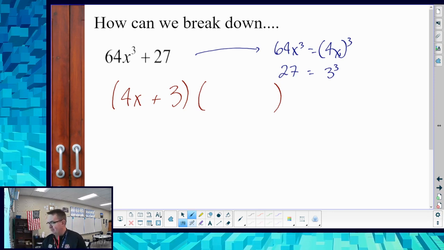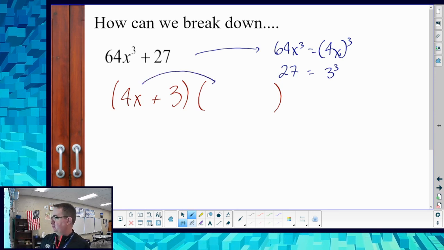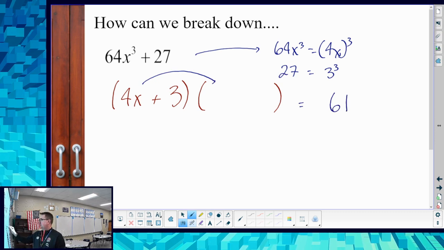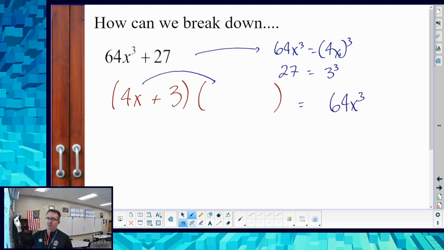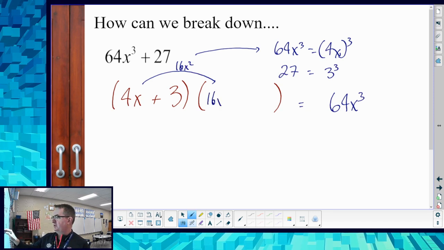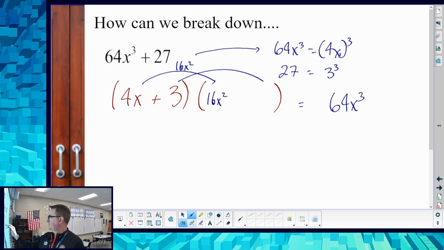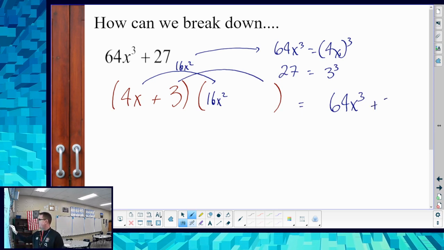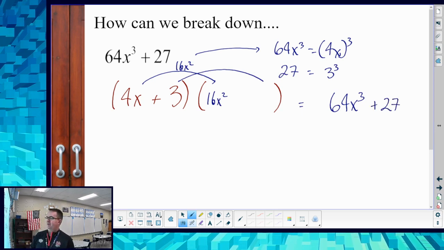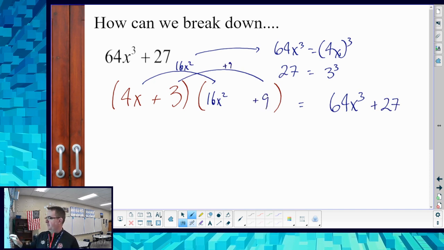And so I asked them, what do we need to multiply 4x by to get to that 64x cubed that we want? And everybody is like, oh yeah, that's going to be 16x squared. So we put down 16x squared. Then I said, okay, so what gets us to the 27 that we want? And they're like, oh, that's going to be 9. So there's the plus 9.